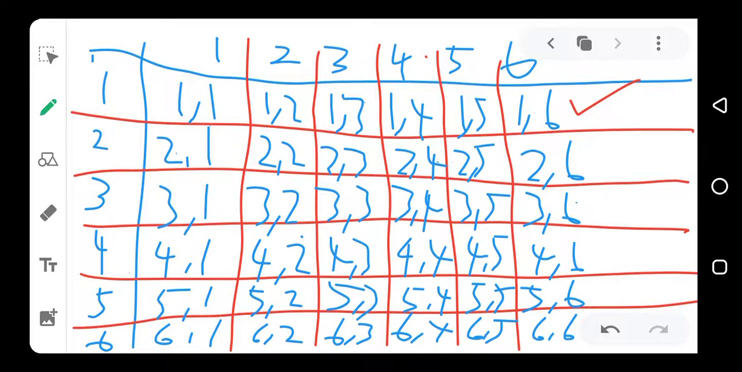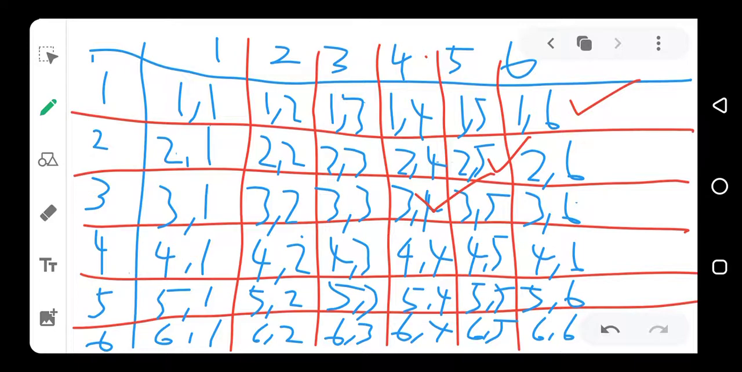2 plus 1 will not give us 7. 2 plus 2 will not give us 7. 2 plus 3 will not give us 7. 2 plus 4 will not give us 7. 2 plus 5 will give us 7. So we mark it. 3 plus 1 will not give us 7. 3 plus 2 will not give us 7. 3 plus 3 will not give us 7. 3 plus 4 will give us 7. So we mark it.